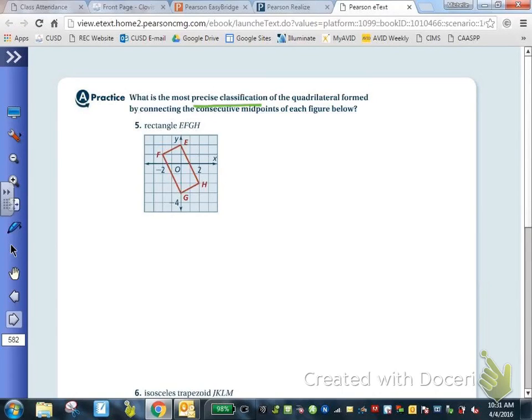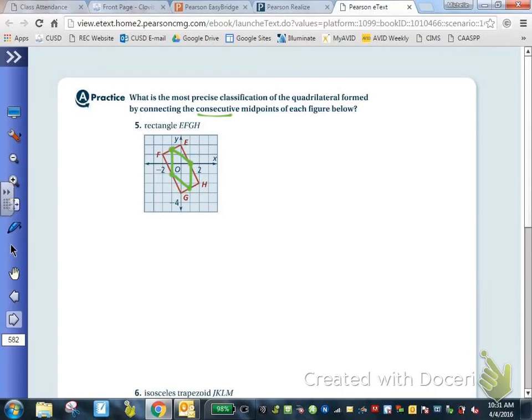My initial thought, what is your initial thought? What type of quadrilateral would this be? A rectangle. Now, a rectangle means that we have all right angles, correct? So the question wants us to form the consecutive midpoints of each figure. Consecutive means right after each other. So all I did was I labeled the midpoint of each one, and then we connect them.